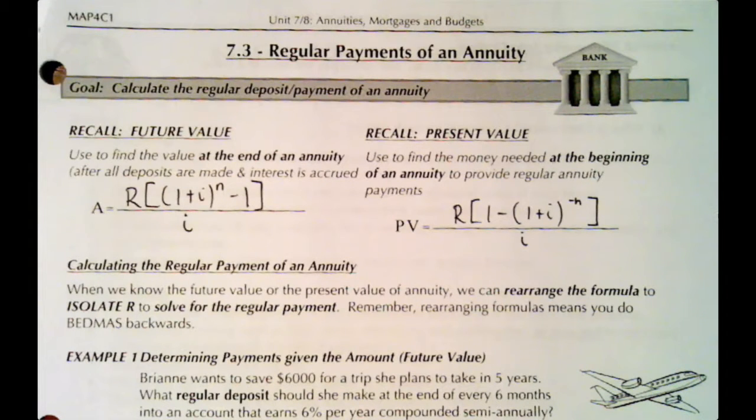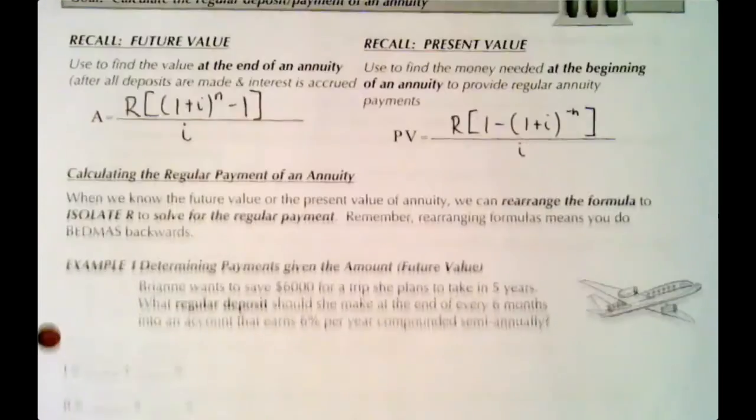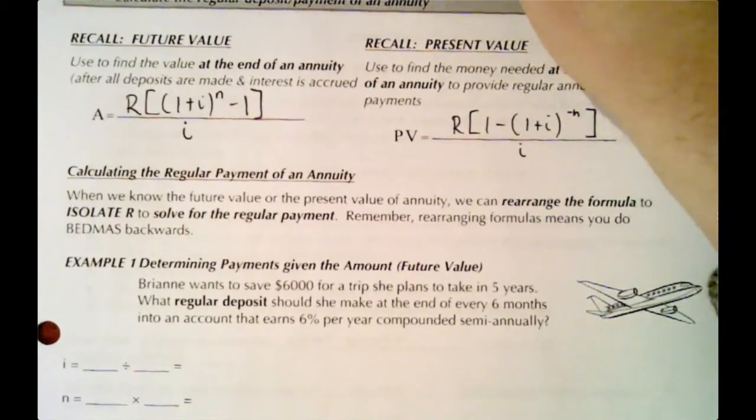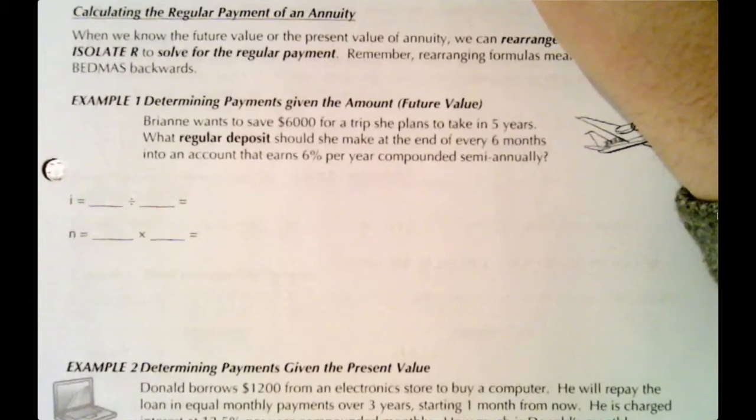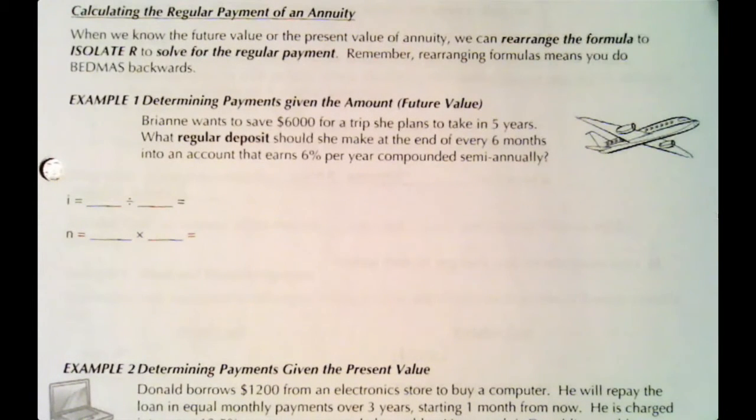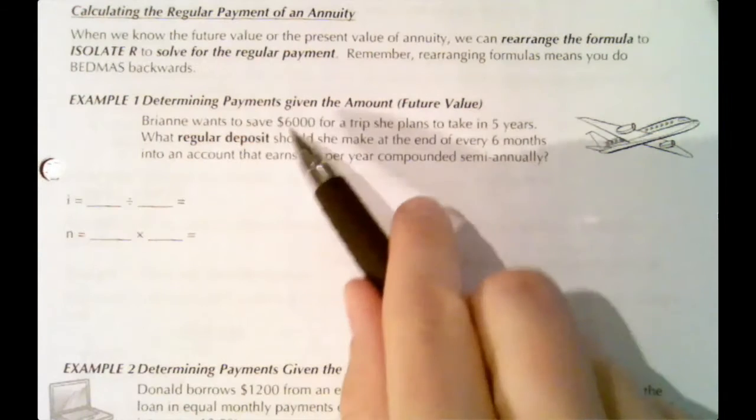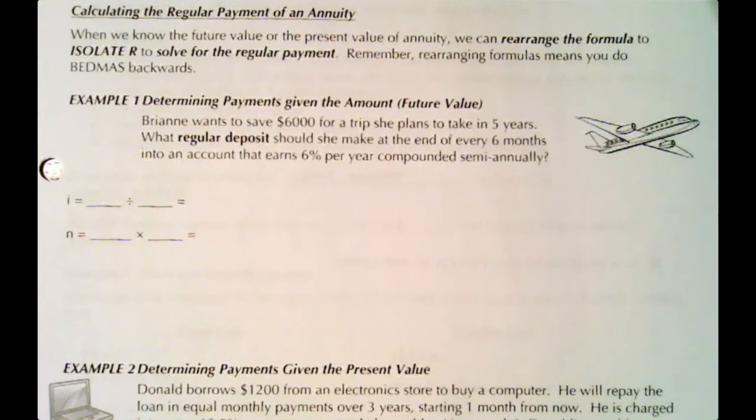So let's look at our first example. Example 1, determining payments given the amount. Well, that kind of spoils it. Brianne wants to save $6,000 for a trip that she plans to take in 5 years. What deposit should she make at the end of every 6 months into an account that earns 6% per year compounded semi-annually so that she has $6,000 in the future? And that's the key. We want to find the payment.